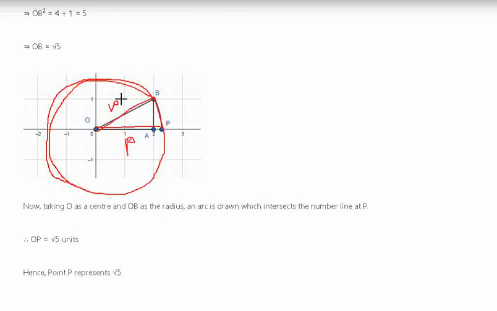Okay, these two R's are the same. So in this statement, we should state the same one which is proved here. Now take O as a center and OB as a radius and draw an arc. This part is called an arc. The arc drawn here intersects the number line at P.